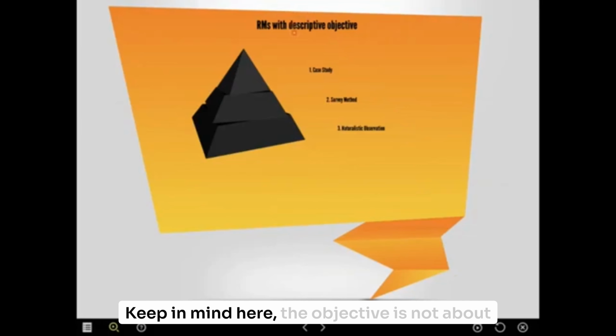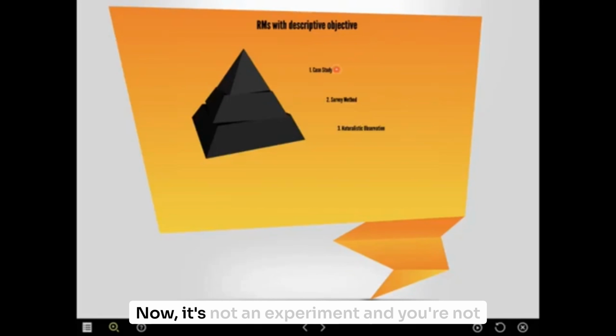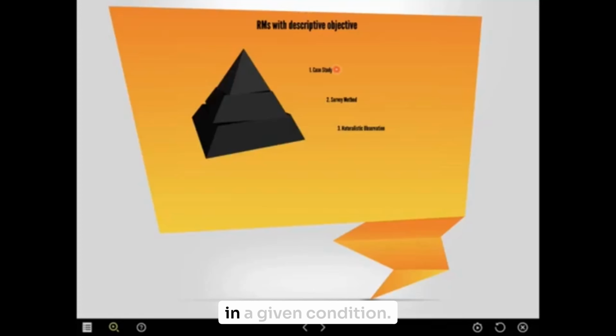Now, keep in mind here, the objective is not about two variables, not about the causal factors underlying the variable, but the objective here is to just describe a behavior or a set of behaviors individually for a given phenomenon. So it's not an experiment, and you're not trying to find the relationship between two or more variables. You're just trying to find the occurrence of a particular behavior or set of behaviors in a given condition.